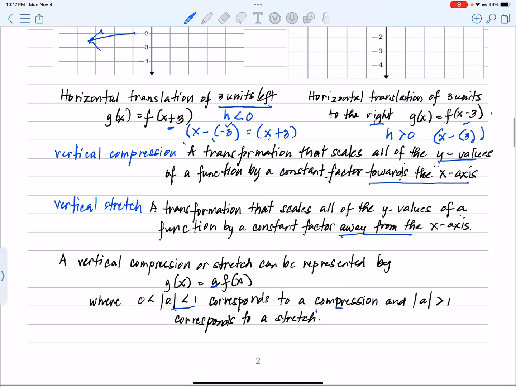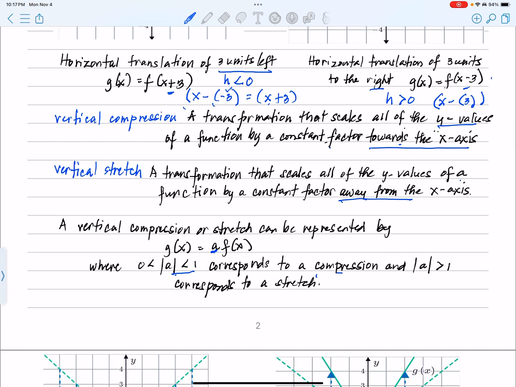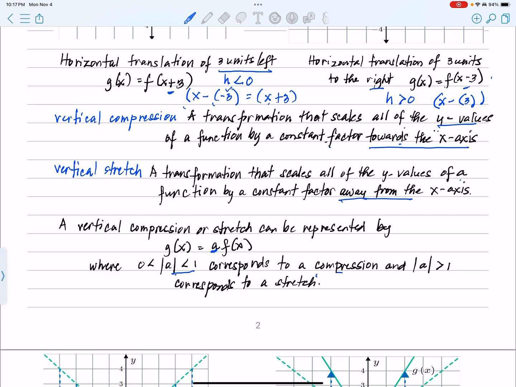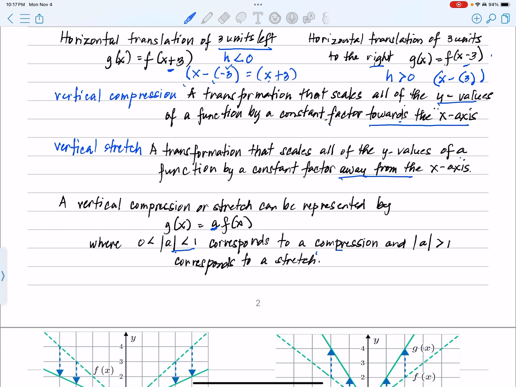Okay? So for vertical compression, you have g of x equals a times f of x, where a is greater than 0 and less than 1. When that happens, it corresponds to compression. But when the absolute value of a is greater than 1, then it corresponds to stretch.